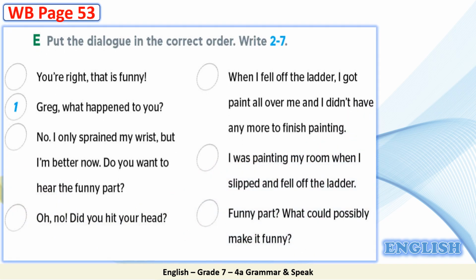Now open your workbook on page 53. Go to task E and read the given instructions. E. Put the dialogue in the correct order. Write 2 to 7. The first one is done for you as a model example. Let's have a look at it. 1. Greg, what happened to you? Now kindly pause the video and try to put the dialogue in the correct order. Have some time to work it out. Let's check your answers now.